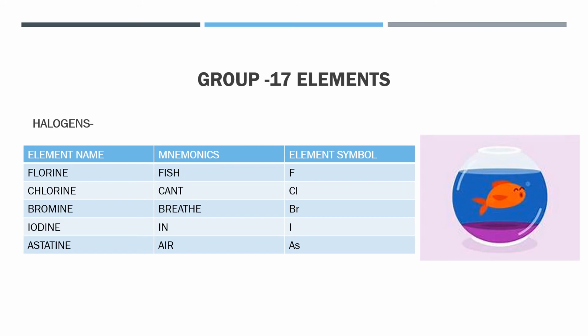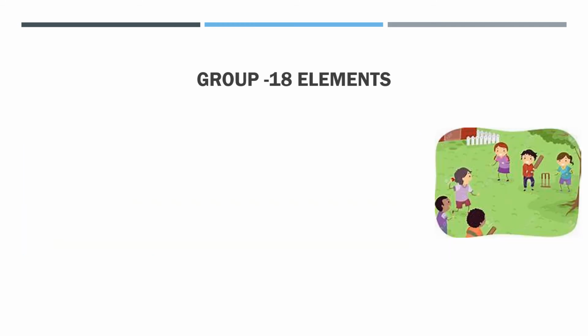So let's go to the next group, 18. Group 18 elements, also known as noble gases, inert gases, zero group, and even rare gases. You might be wondering why it's named with so many different names. The reason is they are stable in their configuration and they don't react much with other elements.